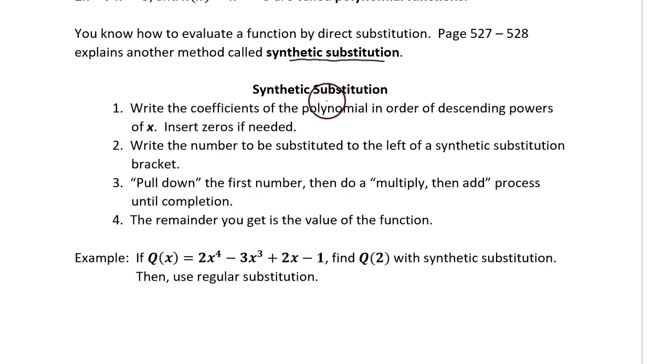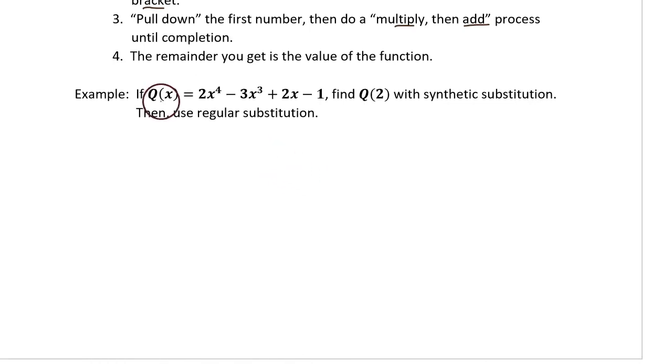With synthetic substitution, you write out the coefficients of the polynomial in order of descending powers. Then you write the number to be substituted to the left. Make what's called a synthetic substitution bracket. And then you go through the process, which is a multiplying and adding process. The remainder that you get is the value of the function. Now let's make sense of those 4 steps by trying an example.